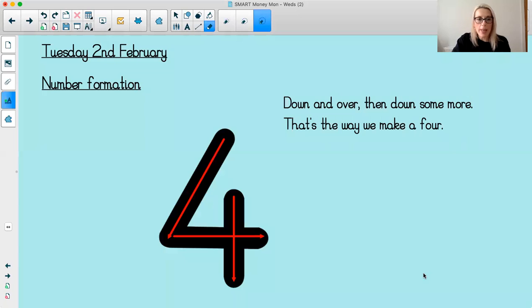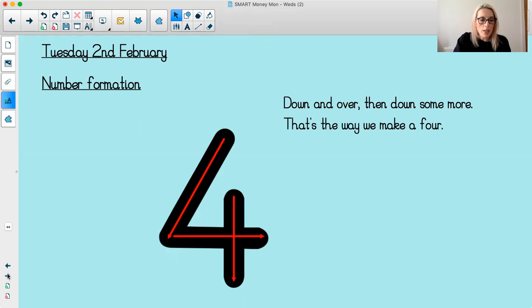We're going to crack on with our number formation straight away because we've got so much exciting stuff to get through today. So we're going to be looking at the number 4. Take our funky fingers. We're going to go down and over and then down some more. That's the way we make a 4. So you can pause the video and see if you can write a lovely line of number 4s for us and then come back for the next thing.